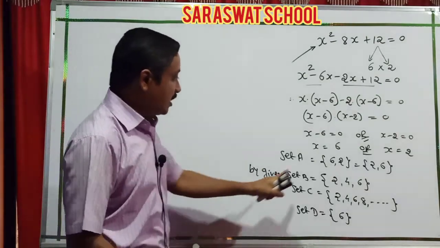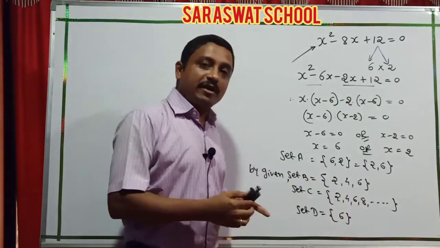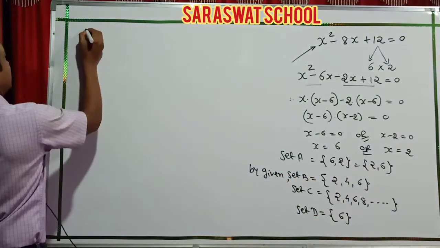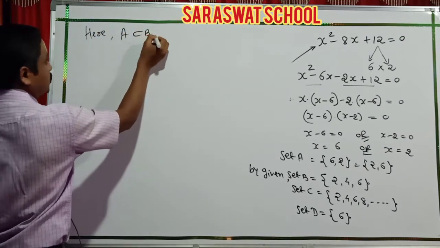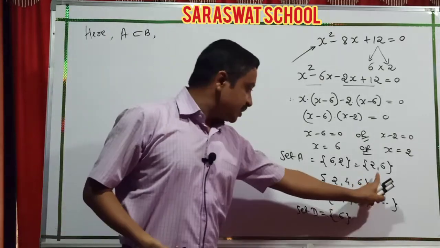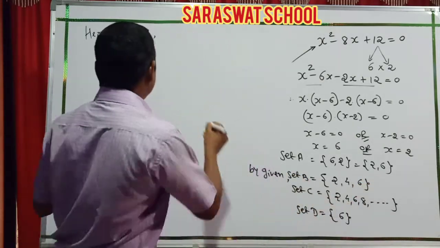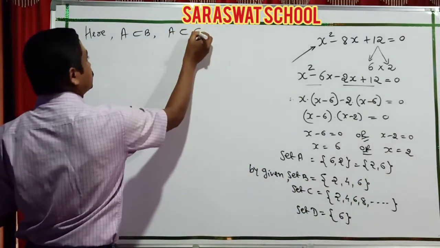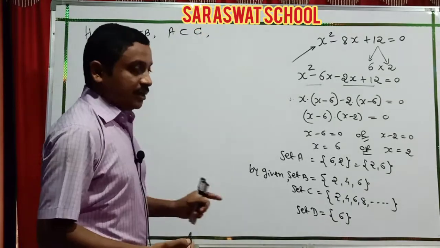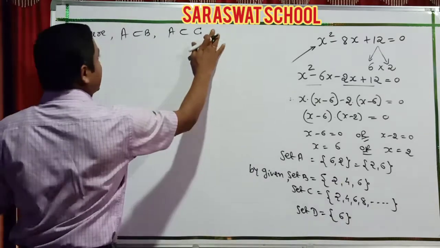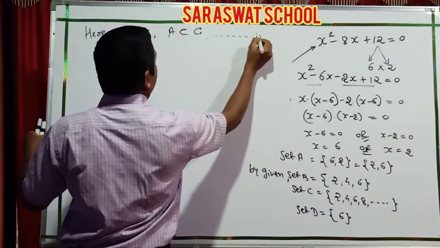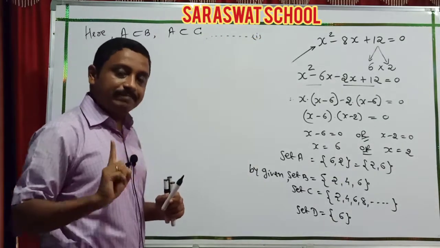So here, A elements 2, 6 present in B? Yes. So my first answer is done. Here A subset B is true. Now check A, 2, 6 present in C? Yes. A subset C is also true. Check whether all of A is present in D. No. So the first answer for set A is done.